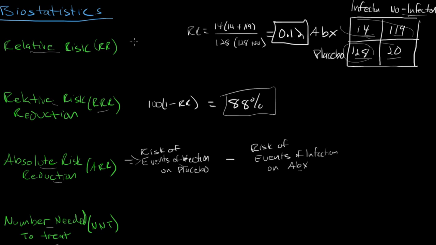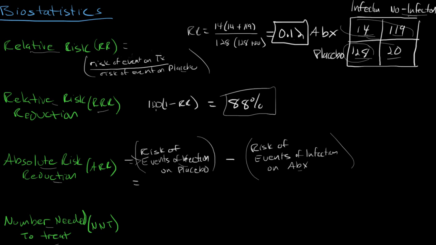How does this differ from relative risk? Well, relative risk is dividing the two. I'm dividing the risk of my event on treatment, or on antibiotics, into my risk of event on my placebo. For my absolute risk, I'm subtracting the two. So I'm trying to find out the absolute difference rather than the relative difference of these two events. And that's a very key and important point. In both these, you're calculating the risk of events, but you're getting a different answer. So if I do the math here, I get 0.77.